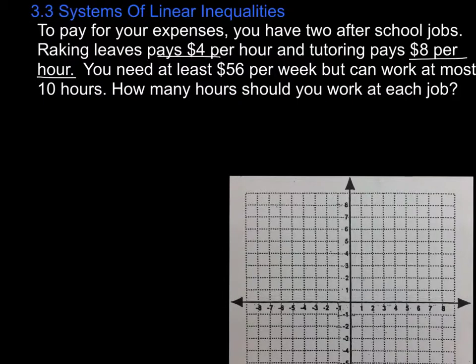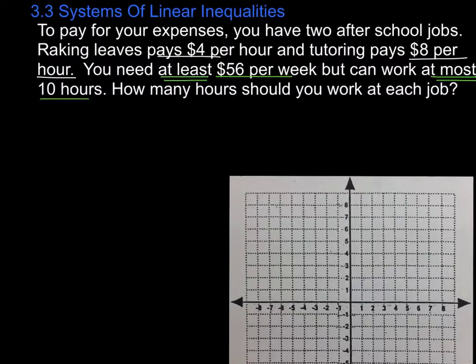So we're going to have a couple of restrictions on this. To pay for your expenses, you got to earn $56 per week at least. Notice the word at least there. So it's not saying I have to earn exactly 56, but more is okay, but it has to be at a minimum 56. But then also, because we have school and homework and other things, we can work at most 10 hours. So a couple of restrictions.